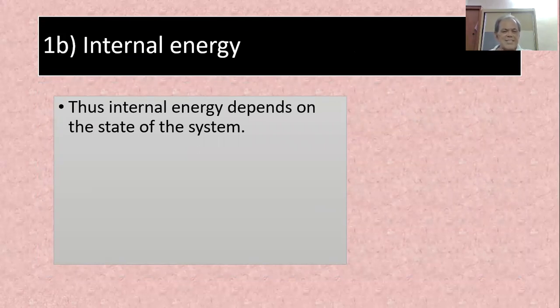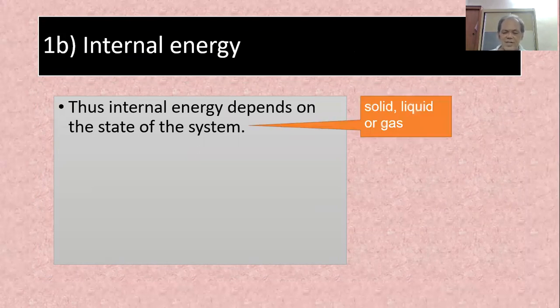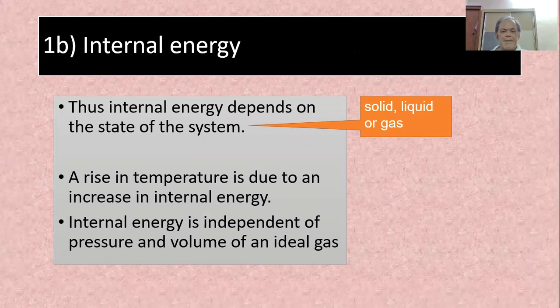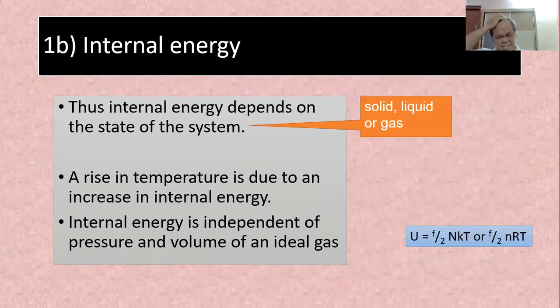Okay, so you can summarize. Energy depends on state of system, whether it's solid, liquid, or gas. A rise in temperature is due to an increase in energy. Energy is independent of the pressure and volume of an ideal gas. Remember the formula we derived earlier in your previous topic, topic 9, where the energy is proportional to the number of degrees of freedom and proportional to temperature. Okay? That formula is important.